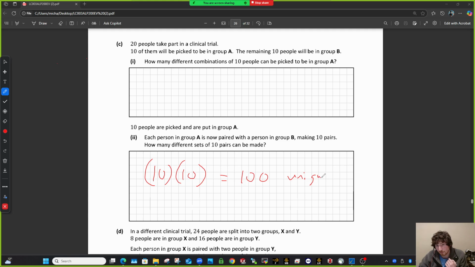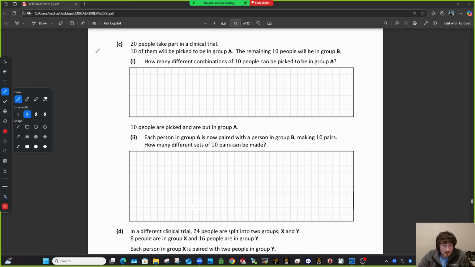But we're not looking for pairs. We're looking for the pairs then put into a set, and we're asked how many different sets there are. So you can't just say, well, we know there's 100 unique pairs, so let's just take 10 of those pairs, so 100 choose 10. But you can't do that, because some of the pairs you pick here will already have a person in them. So it doesn't work like that.